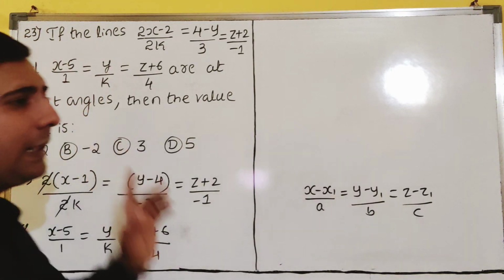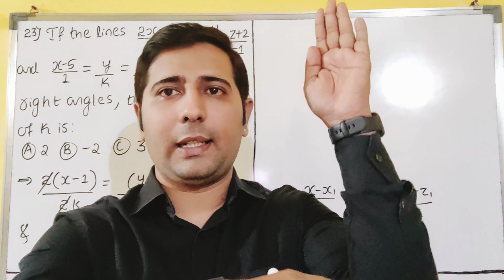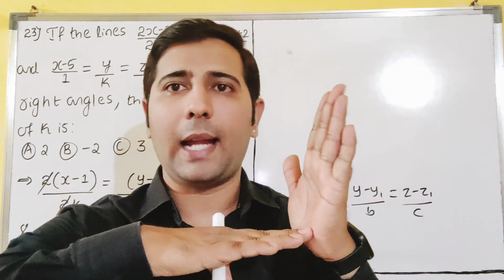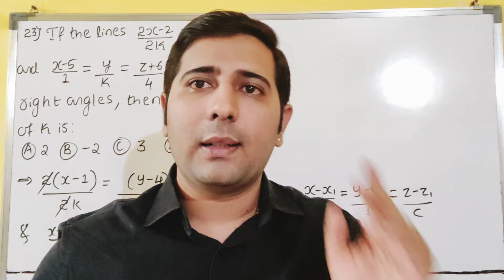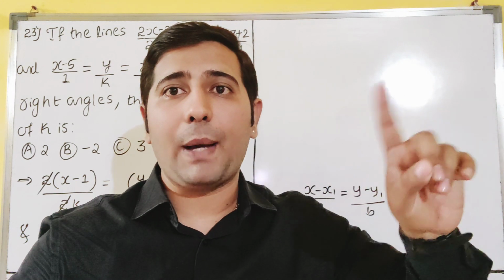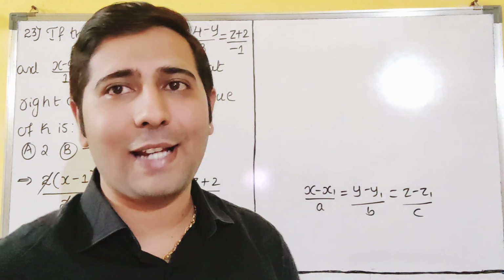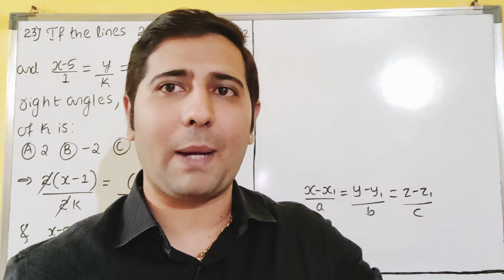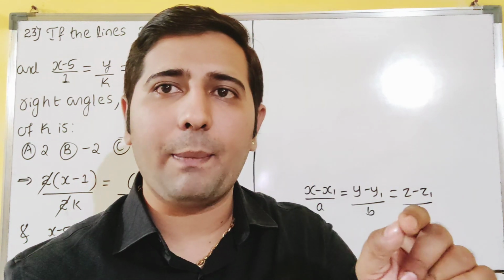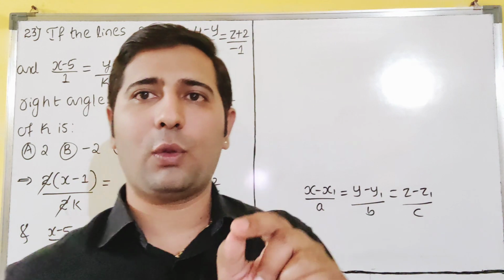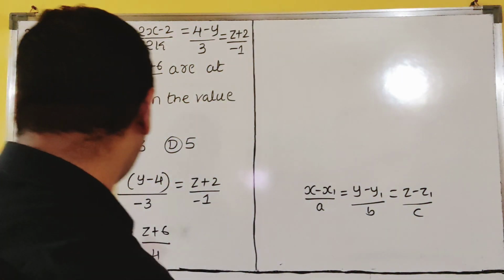So now what is here? They are given as right angles. Right angles means like this it will come. Right angle means they are perpendicular to one another, dear students. So if they are perpendicular, just now I told you, if two lines are perpendicular then vector b1 dot vector b2 is equal to what? 0, dear students.